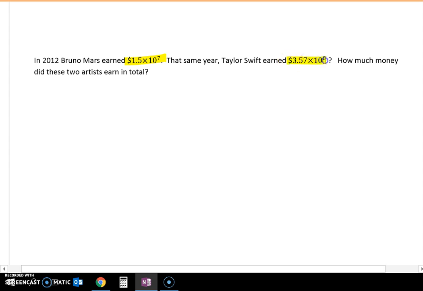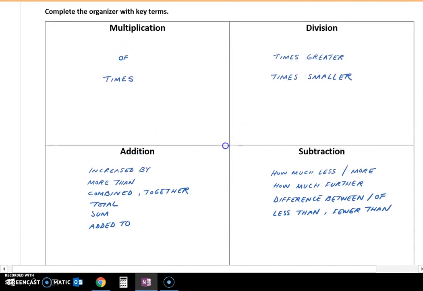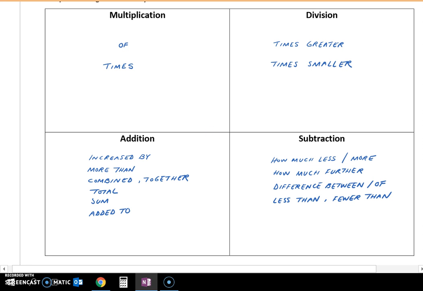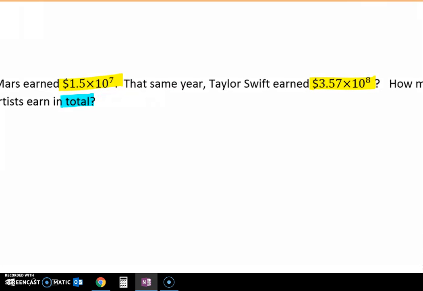So we're identifying our scientific notations that we're going to use. And in the question, how much money did these two artists earn in total, our keyword is total. Now, total is usually pretty easy, and most students remember what this word means. But if you don't, we're going to go back to where we wrote down all of our keywords. And total is right here under addition. So I'm going to go back to my problem, and let's set it up.